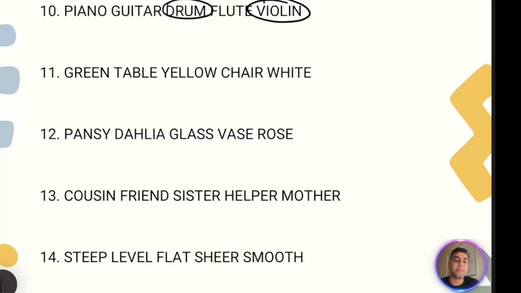Okay, question 11. Green, table, yellow, chair, white. Well, we can have table and chair, as green, yellow and white are colours, but table and chairs are furniture. Okay, question 12. Pansy, dahlia, glass, vase and rose. Well, if you picked glass and vase, you're absolutely correct, as a pansy, dahlia and rose are all flowers.